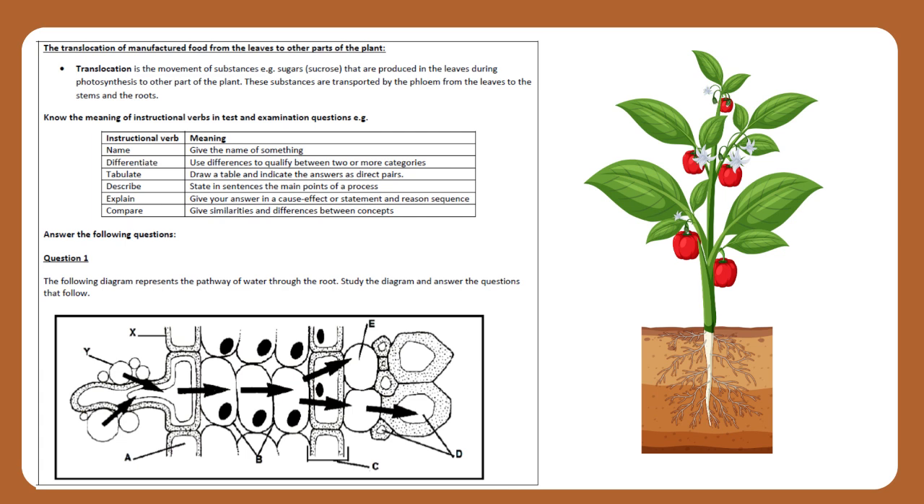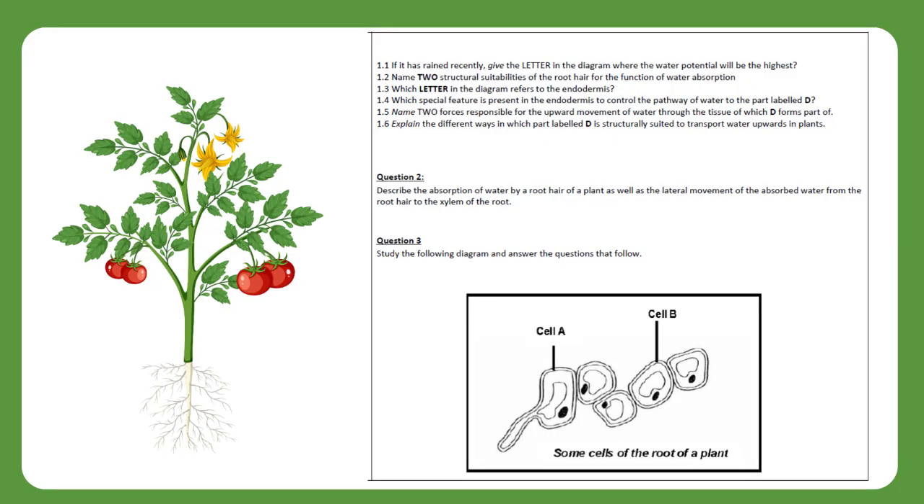Answer the following questions. Question 1. The following diagram represents the pathway of water through the root. Study the diagram and answer the questions that follow. 1.1 If it has rained recently, give the letter in the diagram where the water potential will be the highest. 1.2 Name two structural suitabilities of the root hair for the function of water absorption.